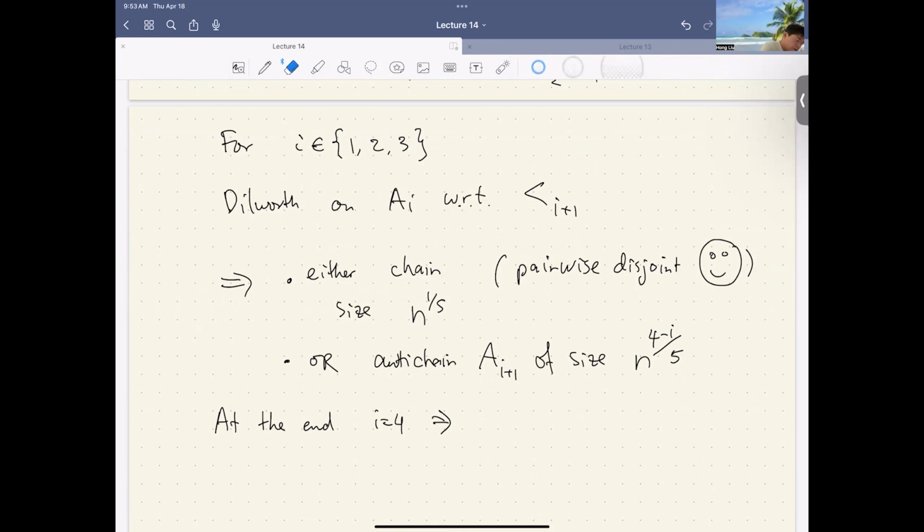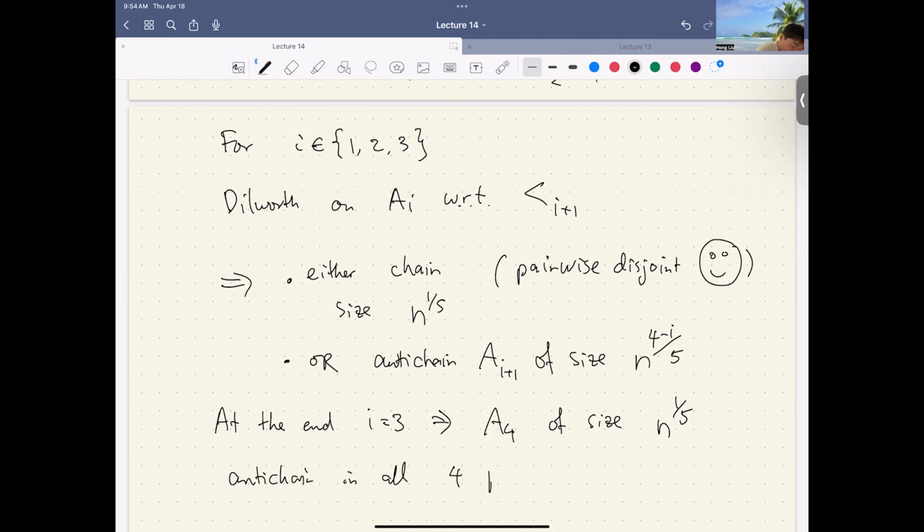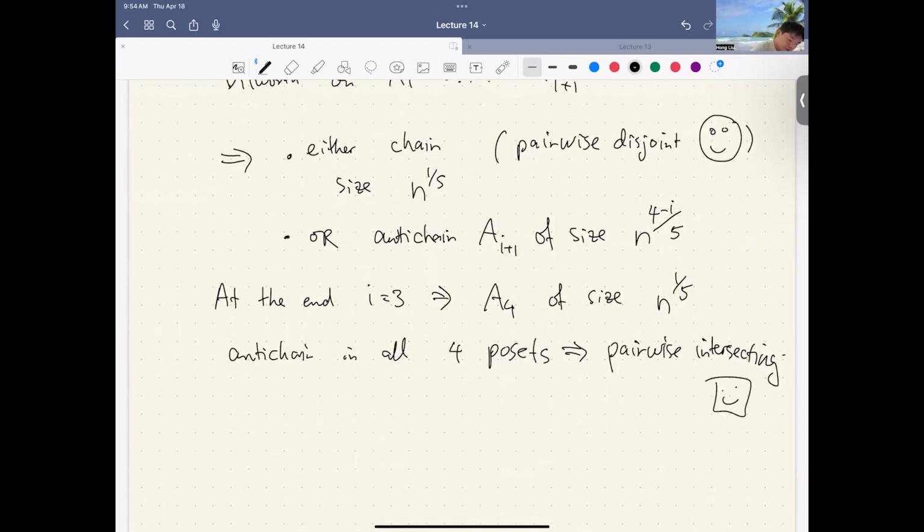i equal to 3, we get A4 of size n to the 1 over 5, an anti-chain in all 4 posets, which means pairwise intersecting, as we mentioned. Done. Any question?